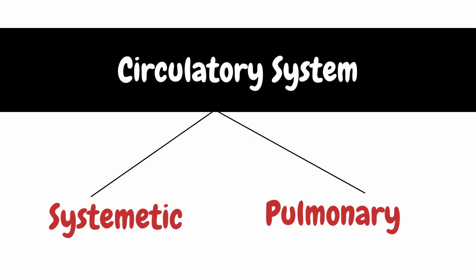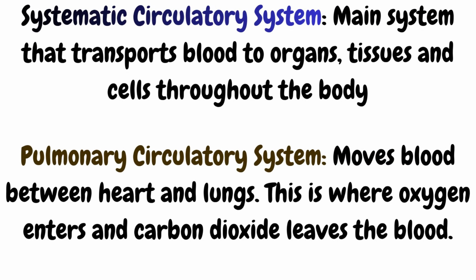There are two types of circulatory system. Systemic circulatory system, the main system that transports blood to organs, tissues and cells throughout the body. Pulmonary circulatory system moves blood between the heart and lungs. This is where oxygen enters and carbon dioxide leaves the blood.